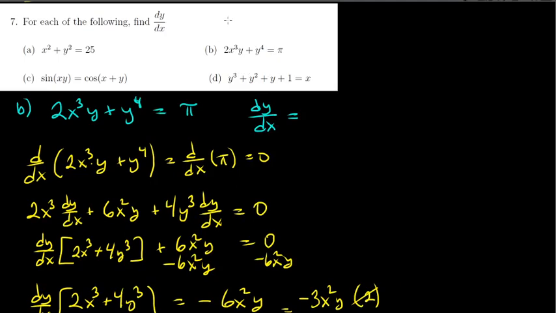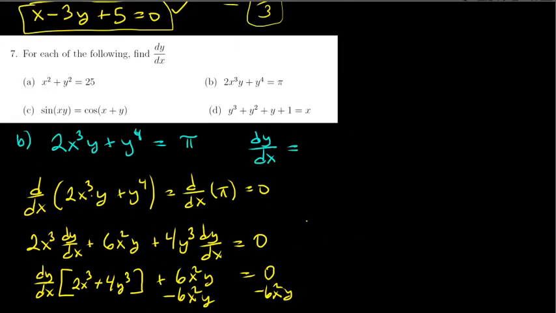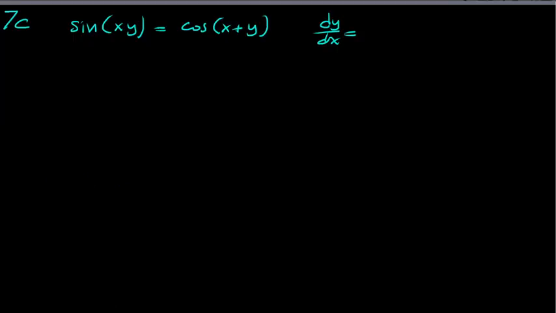One more. So I think D is pretty similar to B. Again, just take the derivative of both sides. Don't try to solve for y. C. So we have sine of xy equals cosine of x plus y. So, oh, I'm out of space. Okay, hang on. Okay, so sine of xy equals cosine of x plus y. Again, just take the derivative of both sides. There's no way you're going to solve for y here explicitly. Try that again.